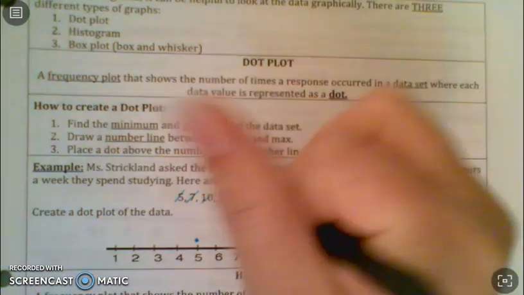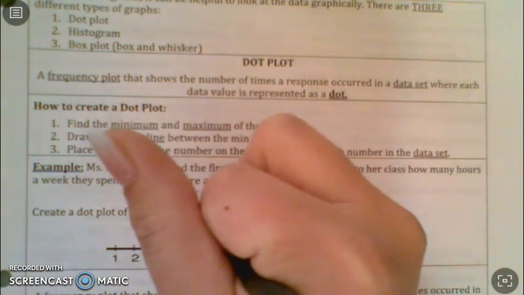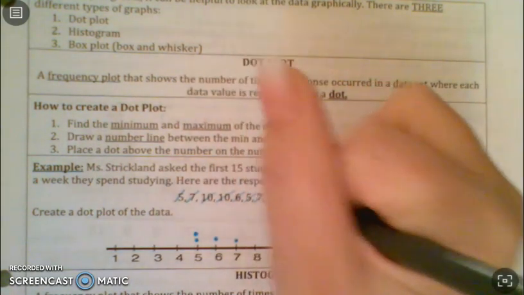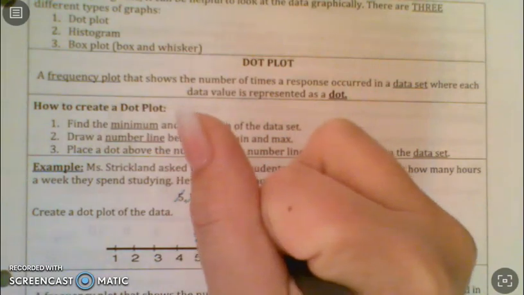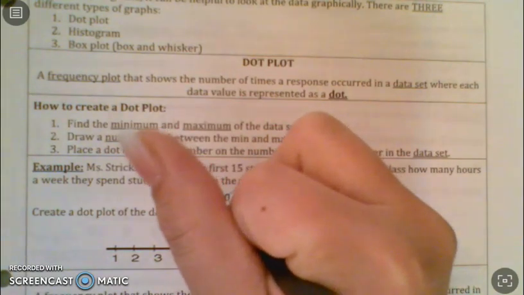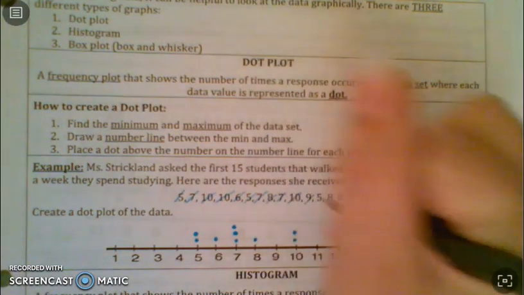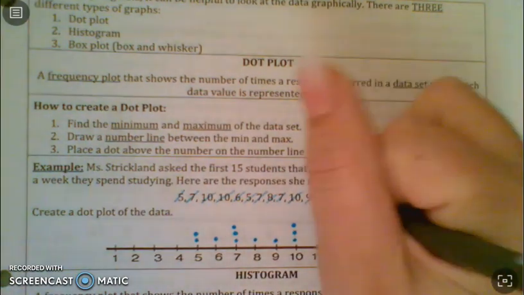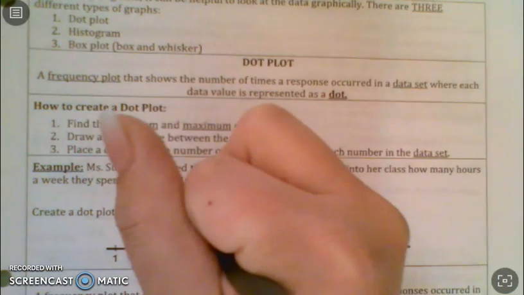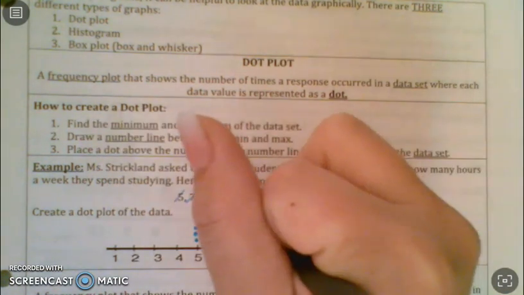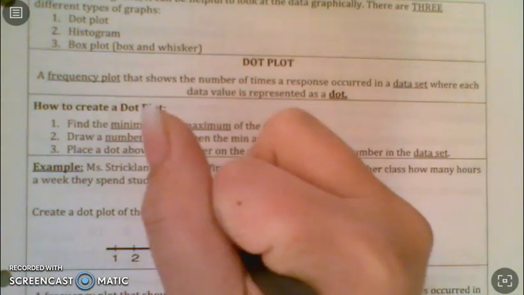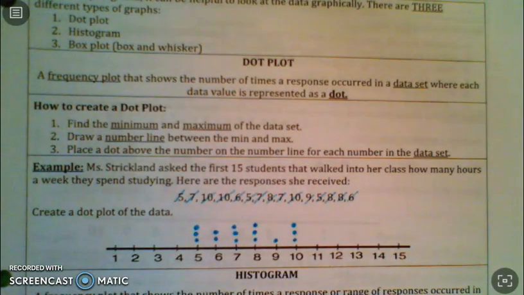10, 10, 6, 5, 6, 5, 7, 8, 7, 7, 8, 7, 10, 9, 10, 9, 5, 8, 5, 8, 8, 6, 8, 6. So we're done. That's our dot plot.